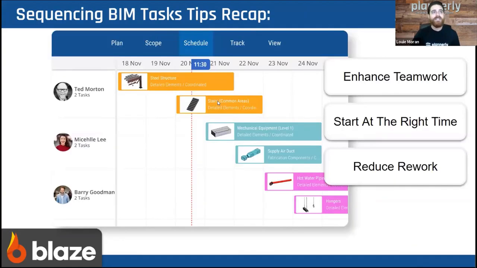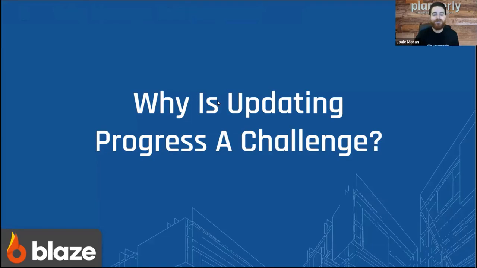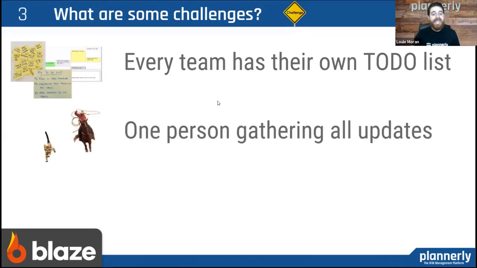So let's take a look at why we need to manage these tasks. Here we have Dilbert, who's getting asked, when will I get your project status report? Gathering the statuses of a project and its tasks is very overwhelming, with a lot of administration to do. Some of the challenges we face every day when it comes to getting progress updates: the first thing is everyone has their own to-do list. And then usually it's up to one person to call up everybody and ask, what's the status on your model? What's the status on this level? These systems, these components. It is like herding cats.